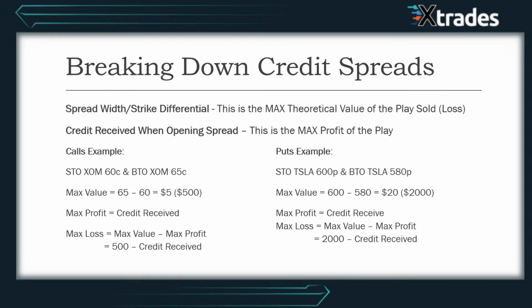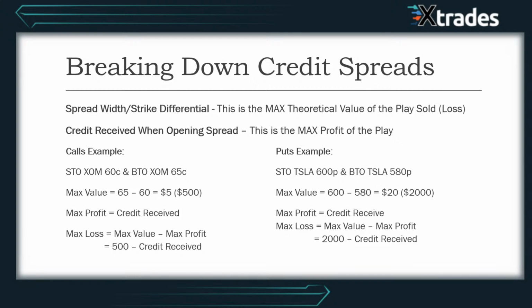So when you're doing a credit spread, you need to have collateral, because you need to be able to cover the max amount that you can possibly lose, right? And then your max profit is going to be, again, the credit received.